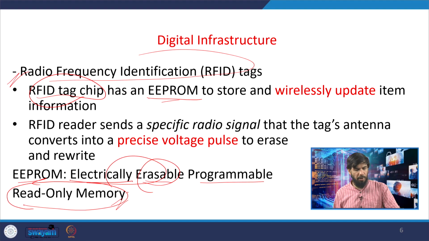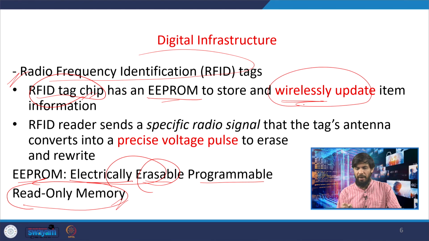So, this is sort of permanent information that is there, and so EEPROM is used in the RFID tag chip, right. Another benefit of using EEPROM: earlier, older versions of RFID tags used different technology. Here the benefit is that wireless update can happen for the item information. So, wirelessly update item information. RFID tag chips have an EEPROM to store and also wirelessly update.